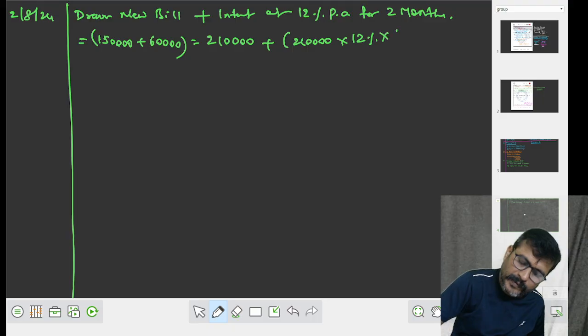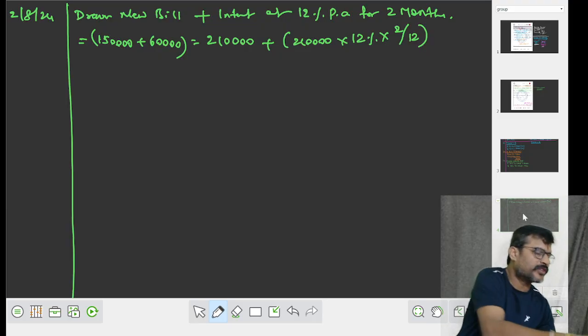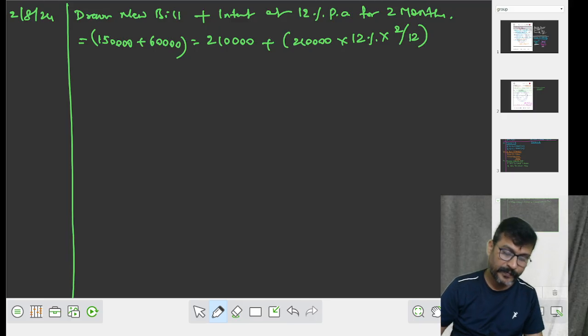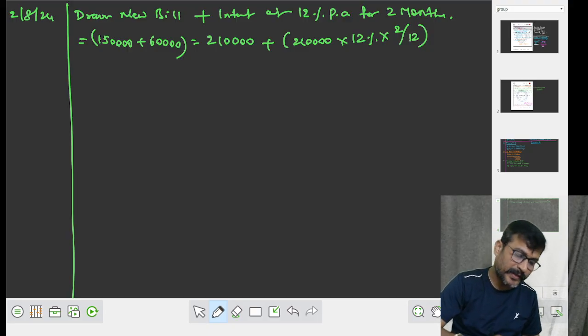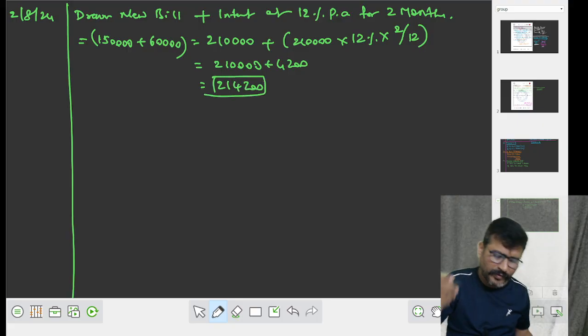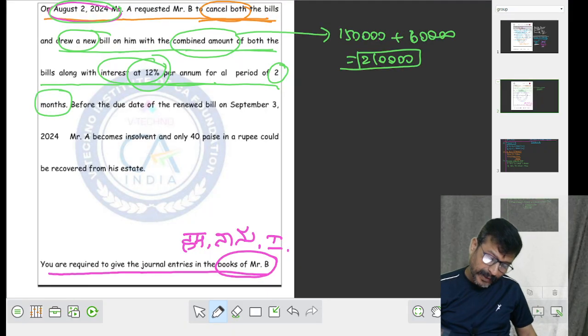2,10,000 into 12% into 2 by 12. My dear children, use a calci and work out. How much we will get? Now, 2,10,000 into 12% into 2 divided by 12, 4,200. 2,10,000 plus 4,200, 2,14,200 is the amount of new bill. So अब तो न्यू बिल भी ड्रॉ हो गया. फाइन. बाद में क्या करते हैं?